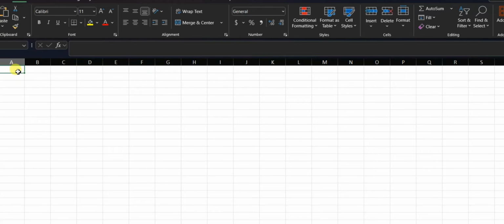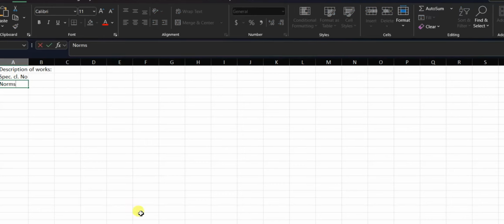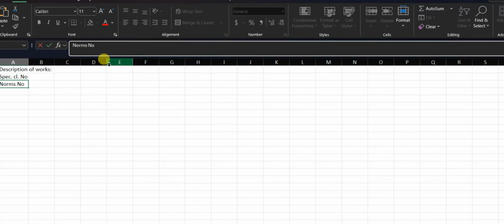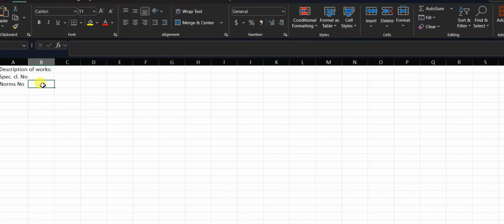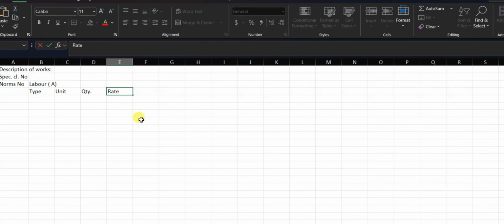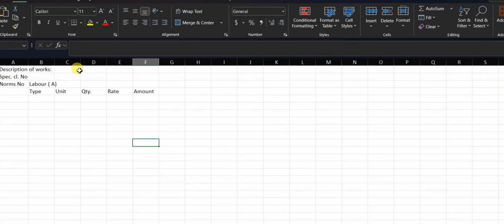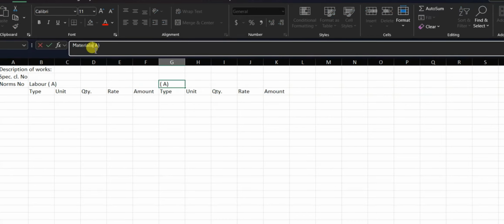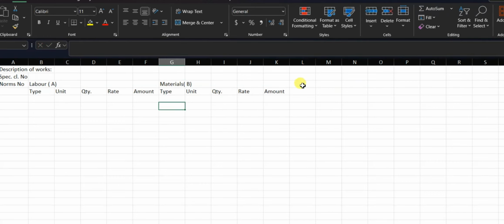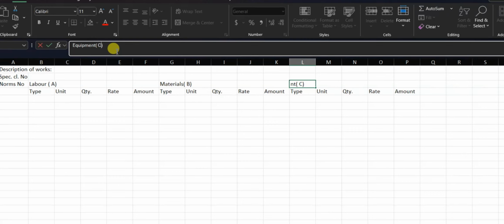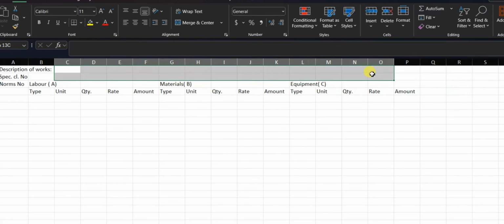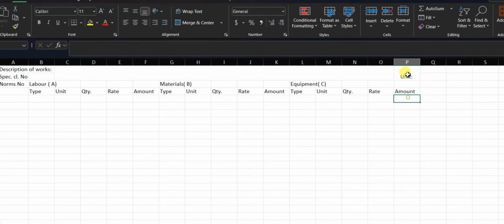So first of all, we'll write the format of the rate analysis. We'll write the description of work, then the specification clause number, then the norms. Similarly, we'll write the labor, suppose it be A, and the type of labor, the unit, the quantity, the rate and the amount. We'll write these things in the material section as well. Suppose it be B, and again we'll write these things in the equipment section. So this is a basic format that you can make. You have to make this table.